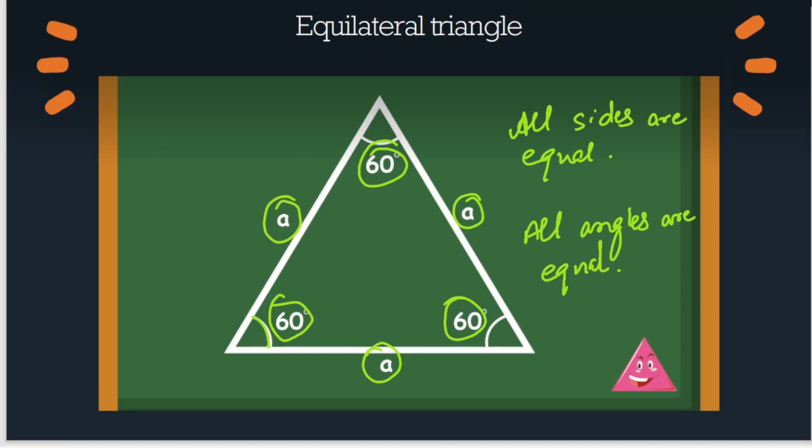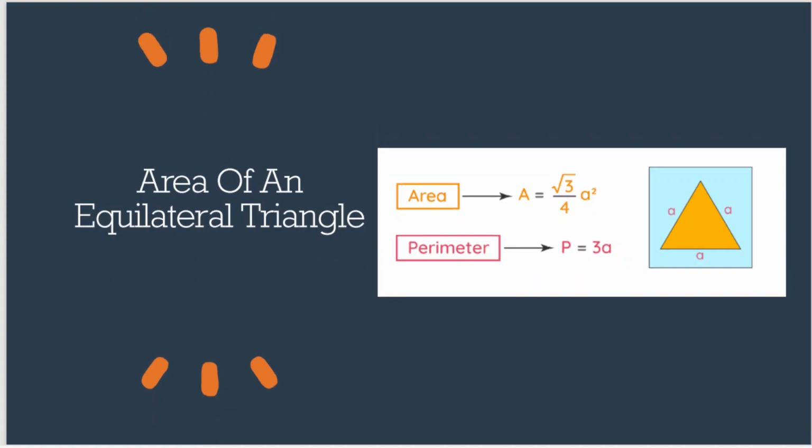Okay, next. So, how will you find out the area of an equilateral triangle? The area of an equilateral triangle can be found by using this formula: root 3 by 4 a square. Area equal to root 3 by 4 a square. What is a here? A is the length of the sides of the triangle.